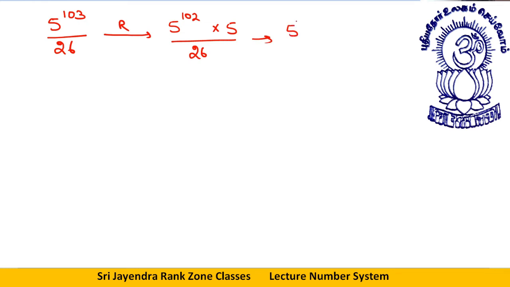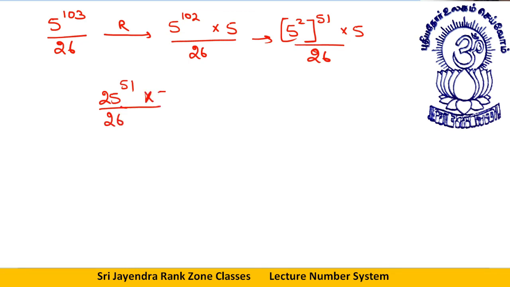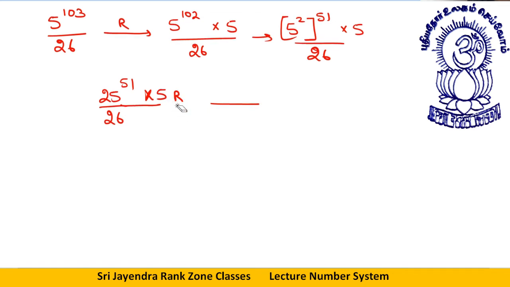This can be written as 5 square 102. I will write 51, 2 into 51 into 5 divided by 26. Let's look now. This becomes 25 raised to the power 51 divided by 26 into 5. Now what will happen is, 25, I will write as, this 25 when divided by 26 will give me a remainder of minus 1 into 5 divided by 26.